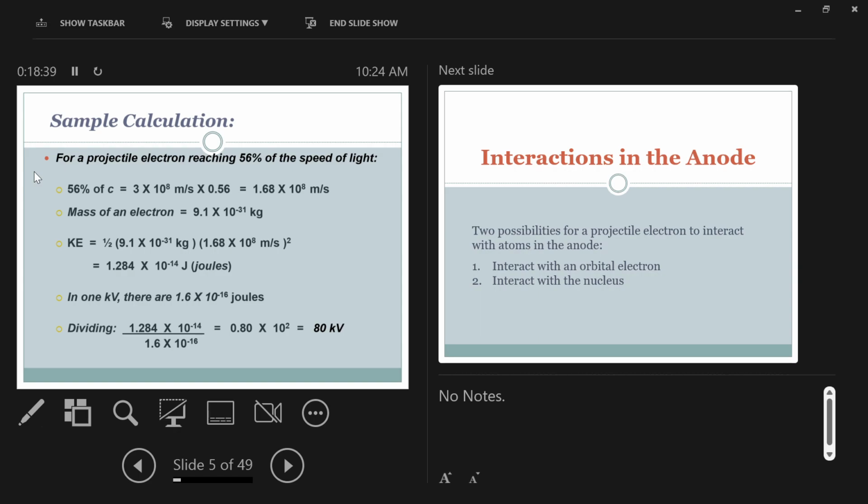10 to the negative 14 minus 10 to the negative 16. Okay? Just do this: negative 14 minus negative 16. Double negatives get turned into positive. So negative 14 plus 16 is 2. Your exponent is 10 to the 2.